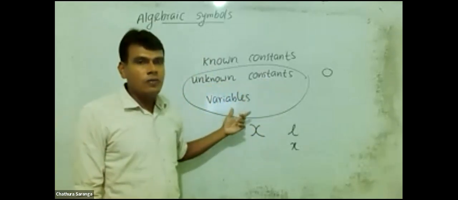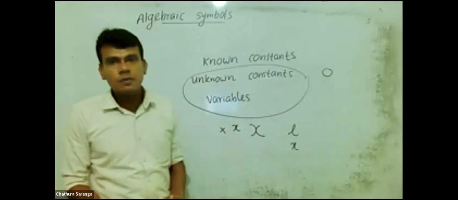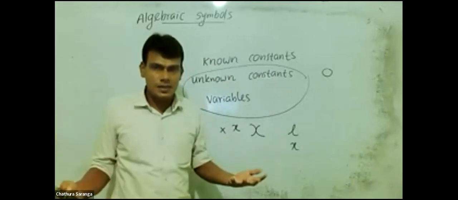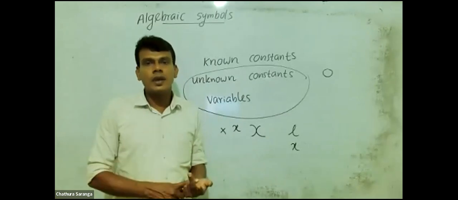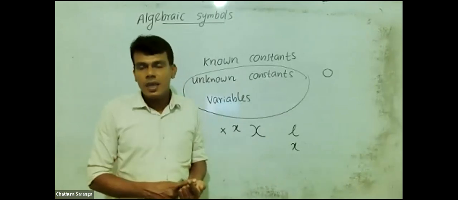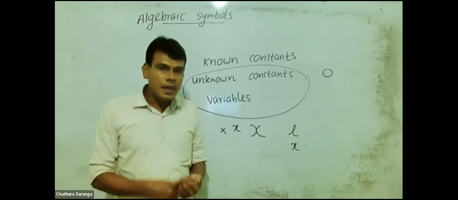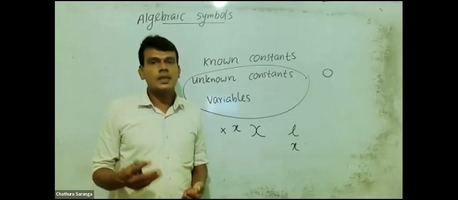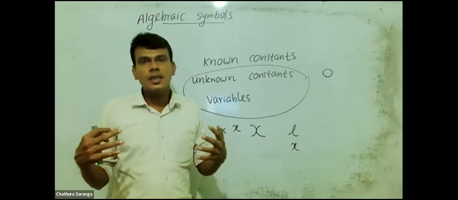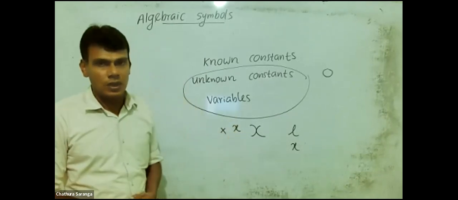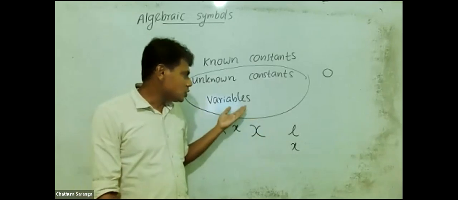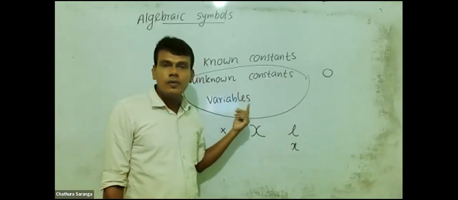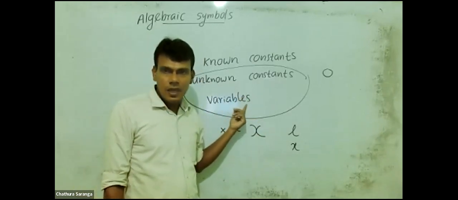And variables. Variables mean those values are changed. Example: price of a coconut, price of 1 kilogram of rice, price of a pen, daily temperature, number of students in each class in a school, right? Those values are changed. Such values are called variables, right?